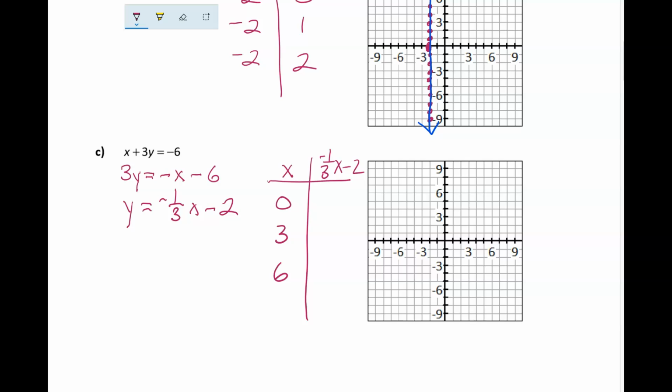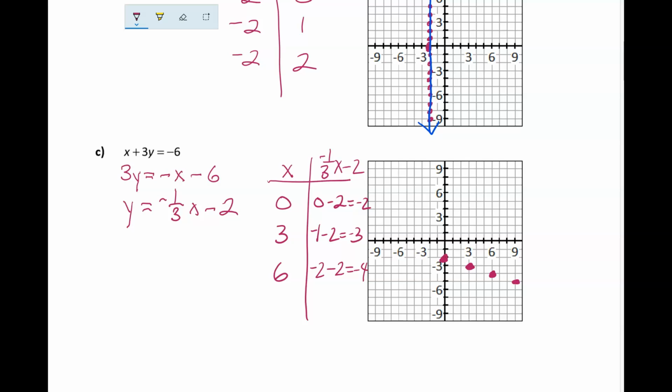-1/3 times 0 is 0, 0 minus 2 is -2, so I've got the point (0, -2). And then -1/3 times 3 is -1, minus 2 is -3. So (3, -3). And then if we plug in 6, -1/3 times 6 is -2, minus 2 is -4. So (6, -4), and by there you can see that we have a slope of -1/3.